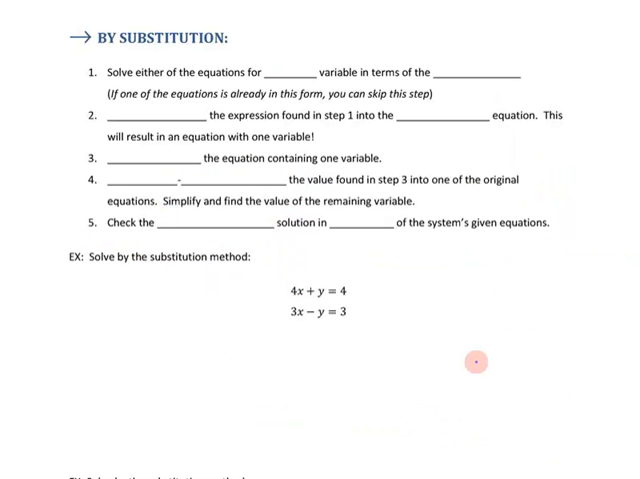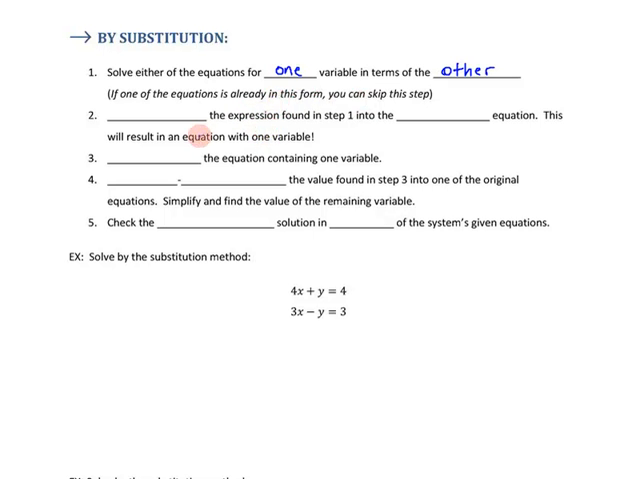The next method for solving systems of linear equations is the method of substitution. In this technique, we're going to solve either of the equations for one variable in terms of the other. So we need to pick a variable: we're going to solve for x in terms of y or y in terms of x. If one of the equations is already in this form, this is a good indication that substitution is going to be our best technique, and we can skip this step and jump right into step 2.